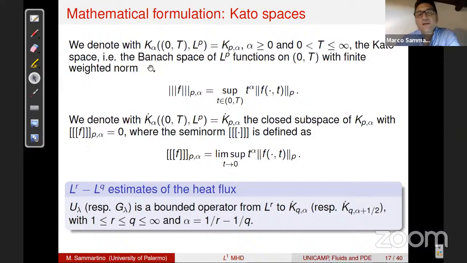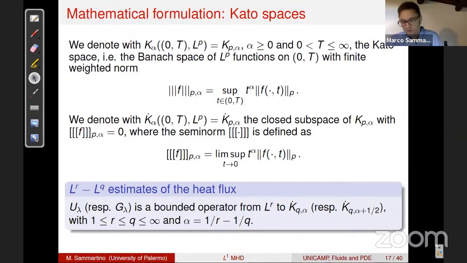So in this problem, it is useful to introduce the Kato spaces, which are denoted by K alpha, 0 to T, LP, or more concisely, K_P^alpha, when alpha is greater than zero. Basically, a function which depends on time and on space belongs to this space if it is LP for each t, but it is weighted with a t to the alpha. And the reason why Kato introduced this t to the alpha is to regularize the initial data. So at the initial time, in our case, our data are L1, but we want to deal with LP.